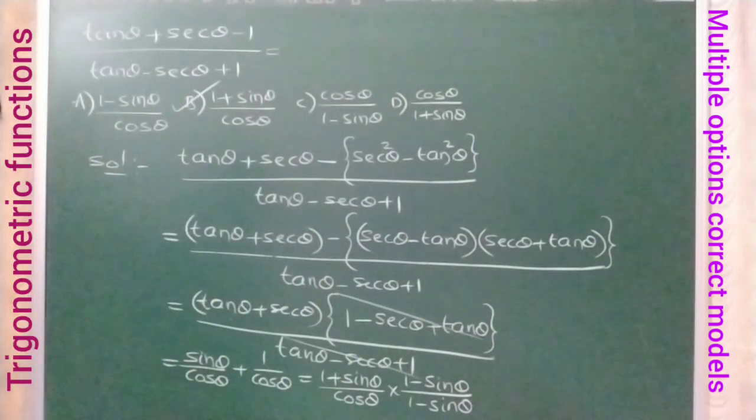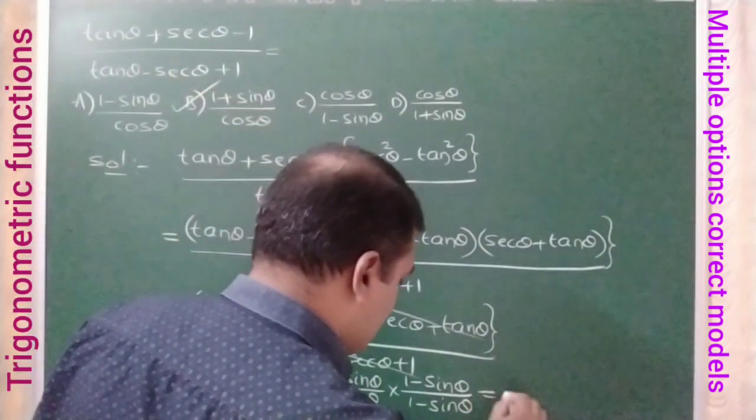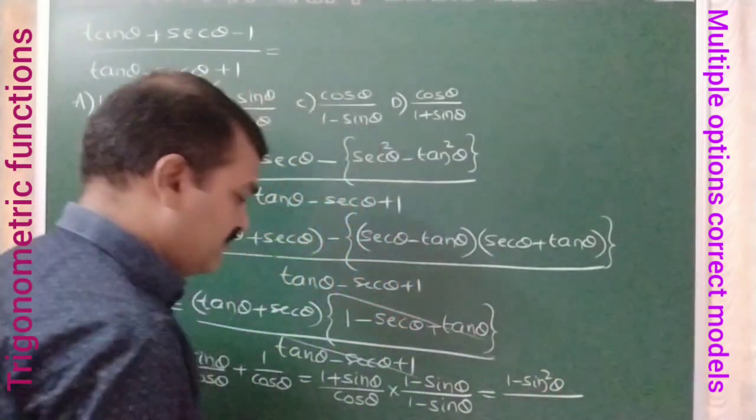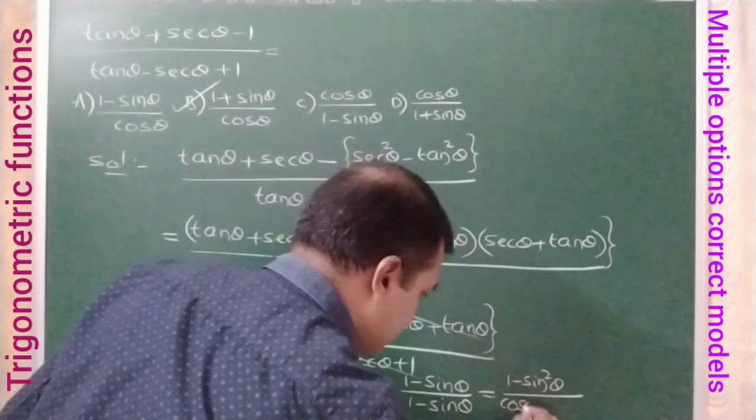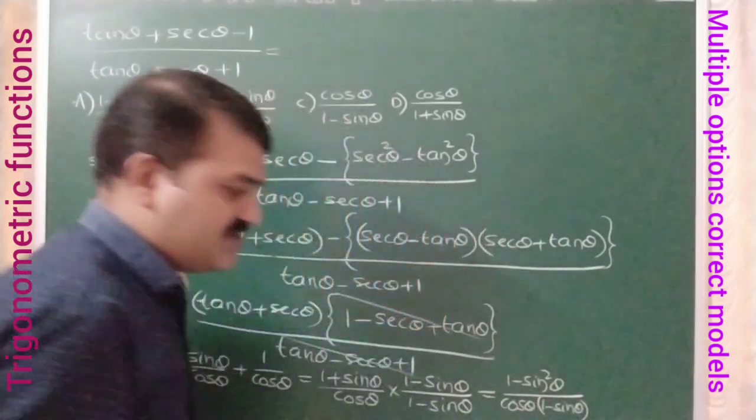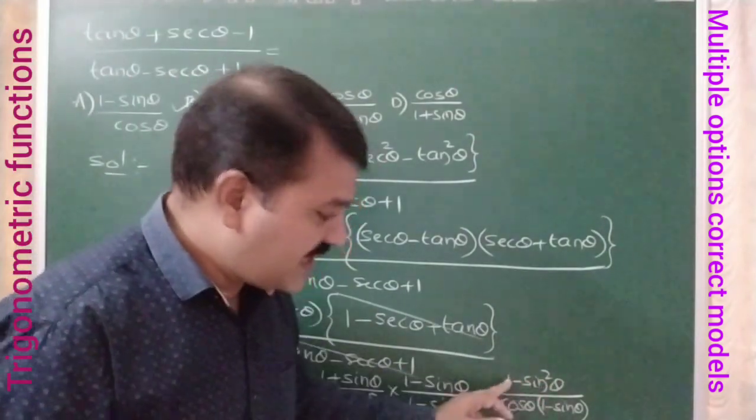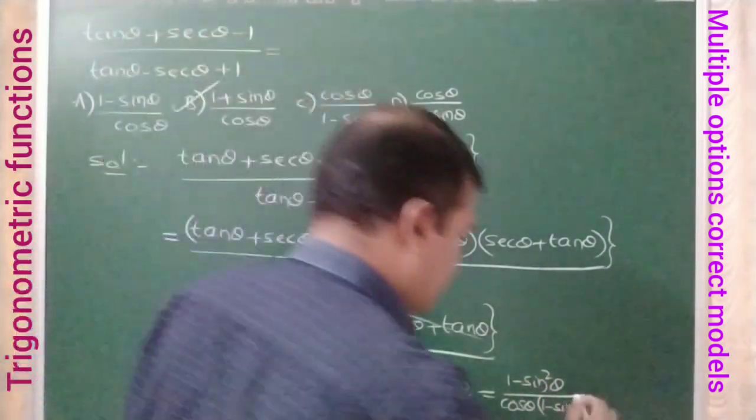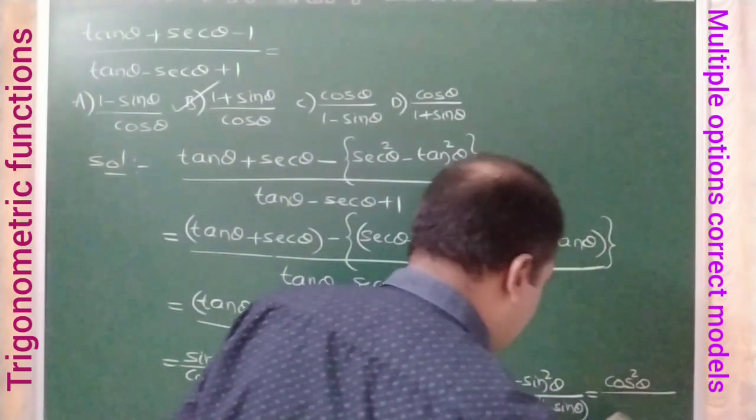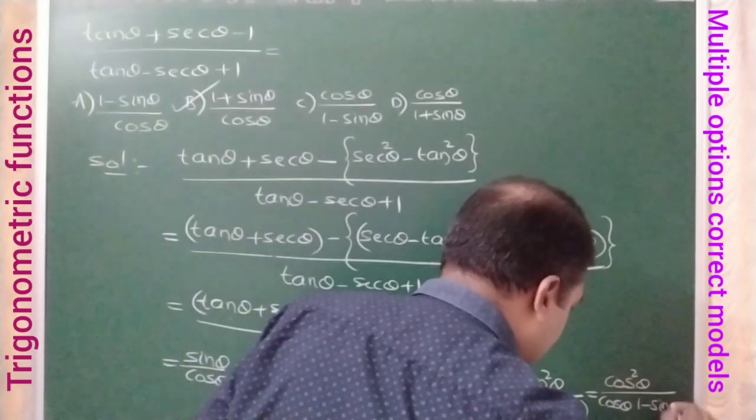So what is the numerator? 1 plus sin theta into 1 minus sin theta. So numerator is 1 minus sin squared theta. Denominator is cos theta into 1 minus sin theta. Denominator you write as this. Now 1 minus sine square theta, identity, is cos square theta. So this we can write as cos square theta by cos theta into 1 minus sine theta.